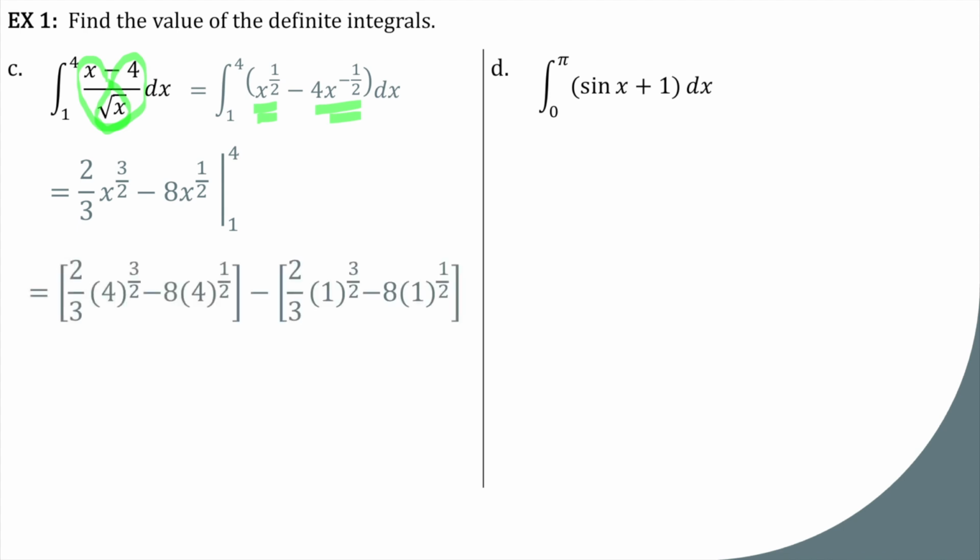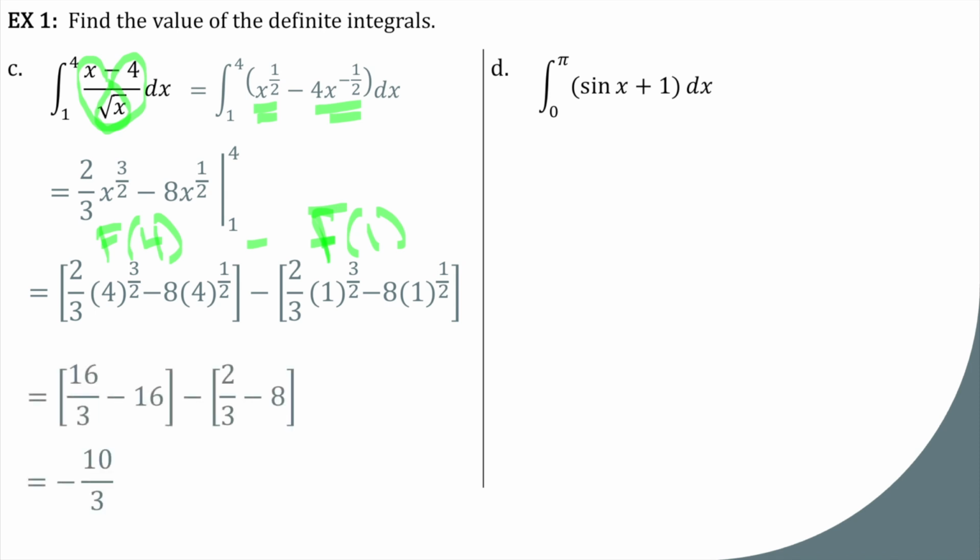Plug in 4, plug in 1. F of 4 minus F of 1. Whoop, that should be a capital F. Simplify, and you get negative 10/3.